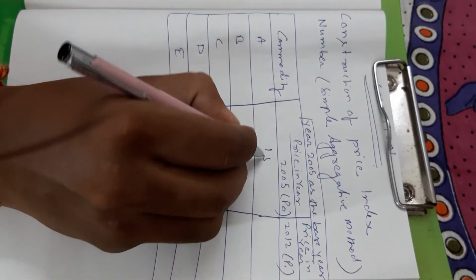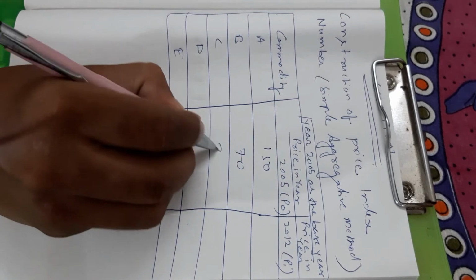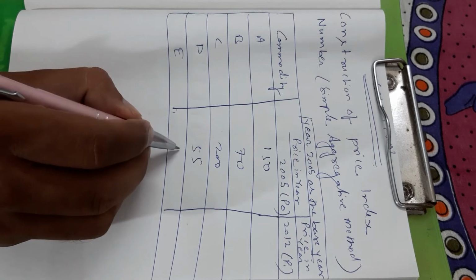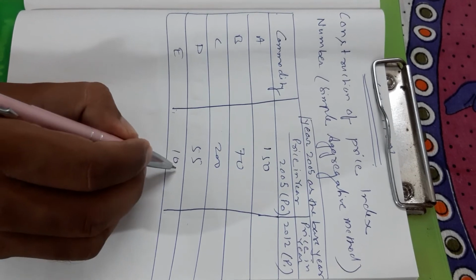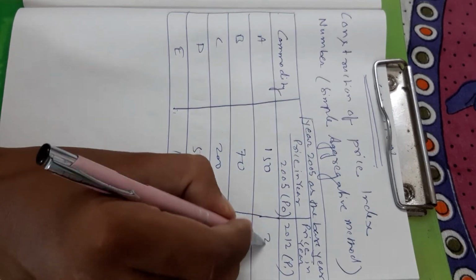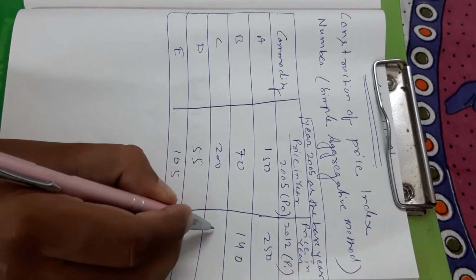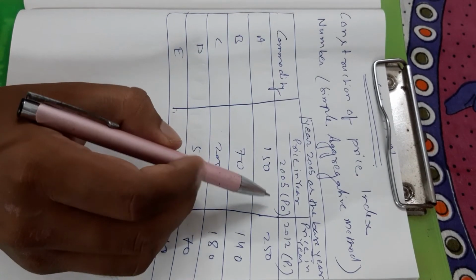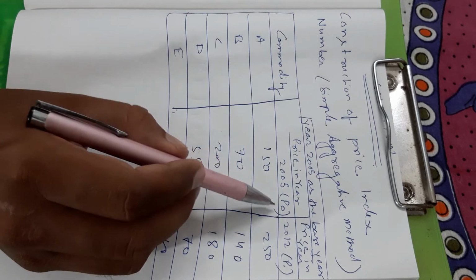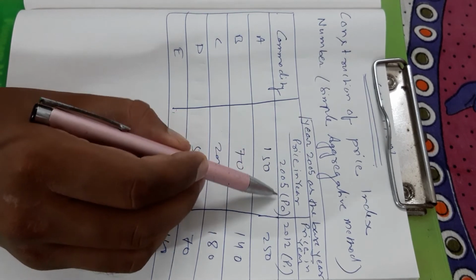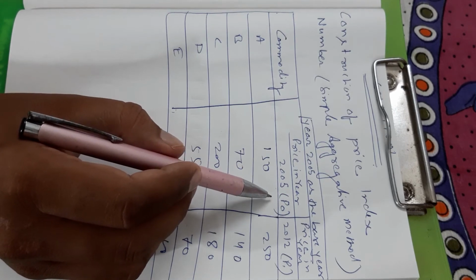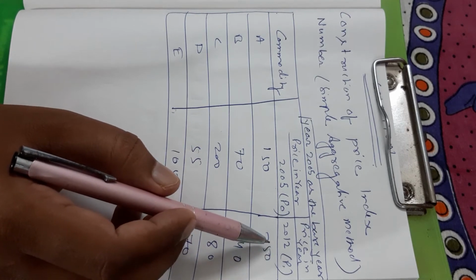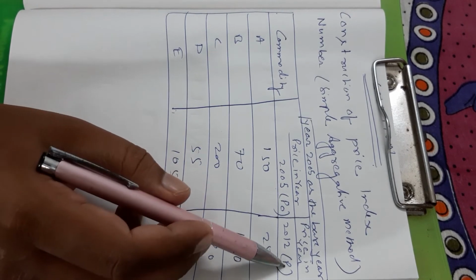150, 70, 255, 105, and this is 250, 140, 180, 70. The main thing to understand is this is P0. P0 means 2005, the base year. 2005 comes first, that's why this is the base year, and 2012 comes last, after 2005. This is P1.